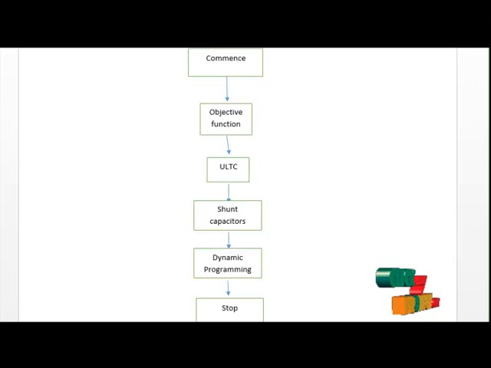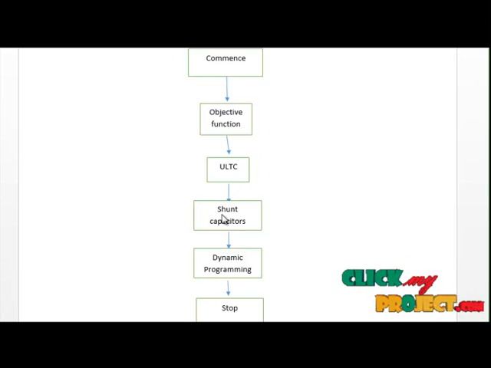Taps on a transformer permit the transformer to be adjusted in the field to accommodate variations in system voltages. A voltage regulator is a tap changing underload transformer with built-in voltage sensing circuitry that automatically changes taps to keep the system voltage constant. Then next one is the shunt capacitors.